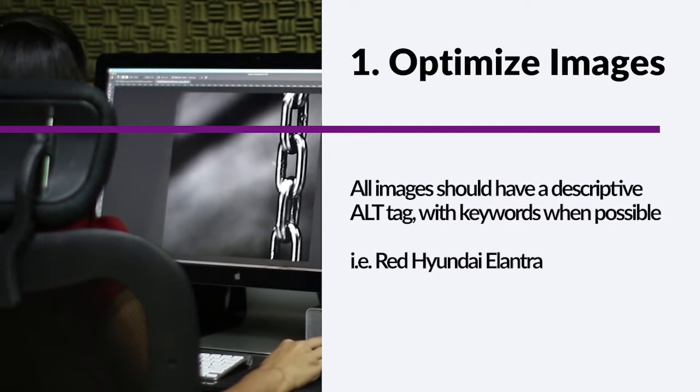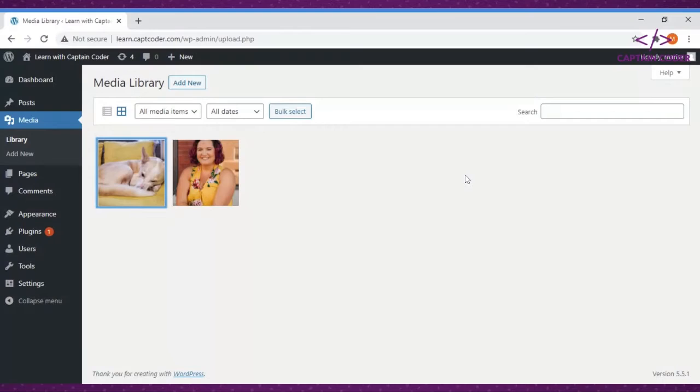Now, all of your images on your website should have a descriptive alt tag. This tag tells Google and screen readers what is in the image. Use keywords when it makes sense, but always make that description accurate to what is in the image. Now, let's take a look at that.